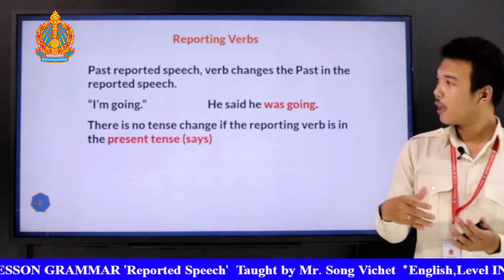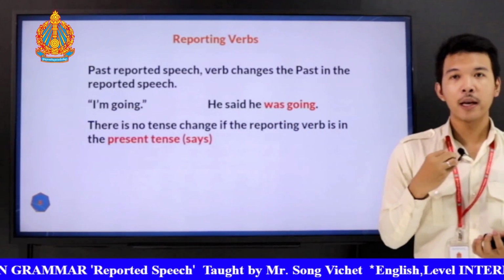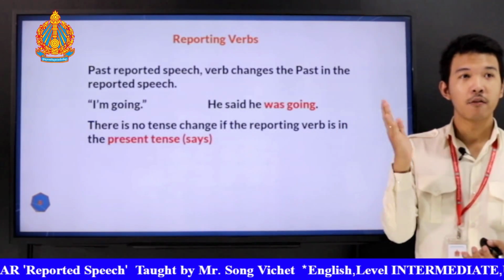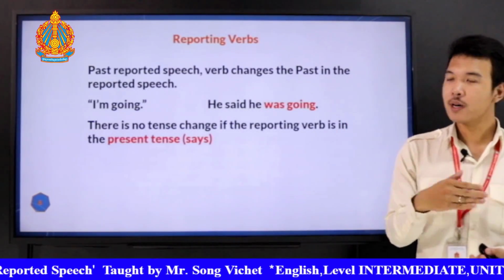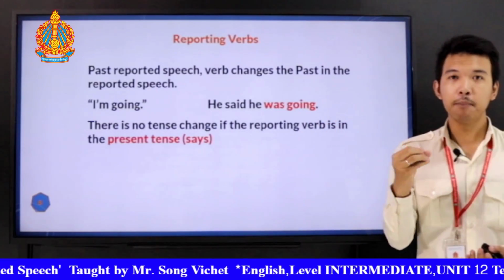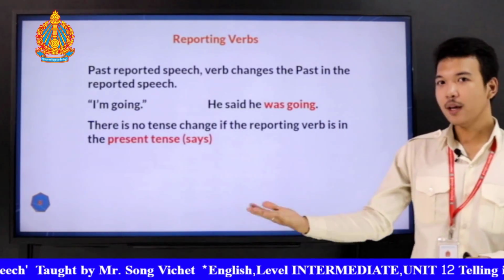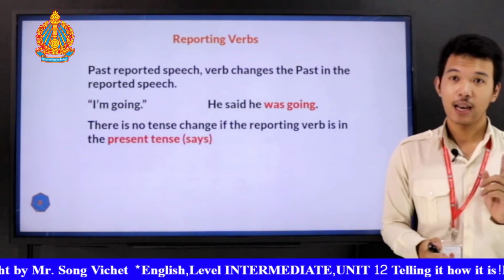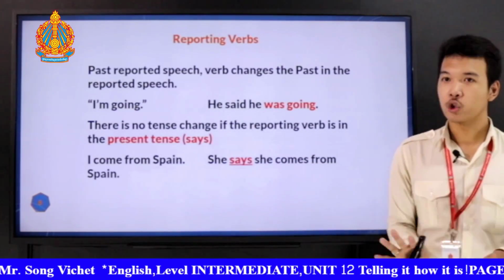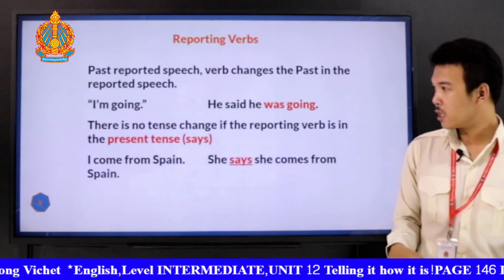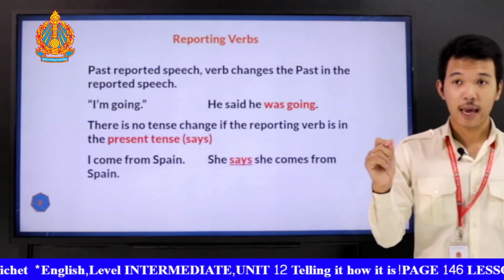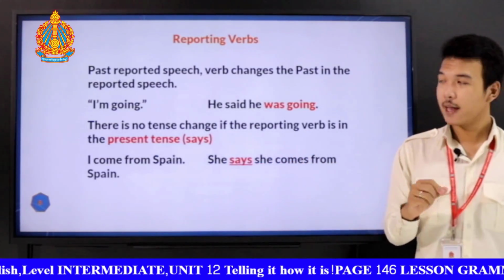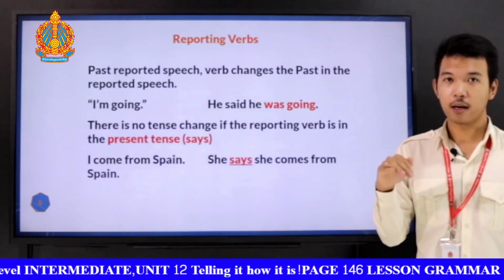So the first one, "I am going." When you want to report "I am going" here, we change from present continuous into past continuous. So it becomes, "He said he was going." And another one, when you use it in present tense, like "say," we don't change any tense. For example, "I come from Spain." "She says she comes from Spain." So "says" here is in the present tense and "said" is in the past tense.